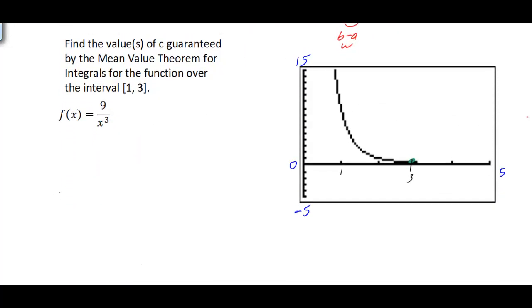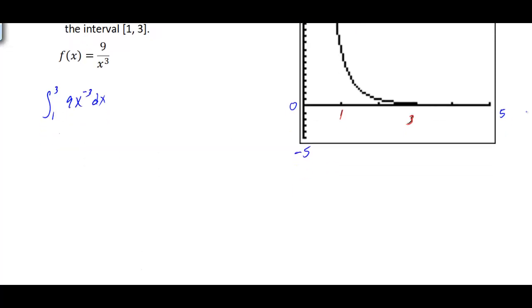So let's look at this with the following example. We want to find the value or values of c that's guaranteed by the mean value theorem for integrals for the function over the interval from 1 to 3. So our interval here, we're going from 1 to 3. And if we're going to integrate this, then the integral would go from 1 to 3 of 9x to the negative 3 dx. So if we integrate this, this is pretty straightforward. We would simply have 9x to the negative 2 divided by negative 2, and we would evaluate this from 1 to 3.